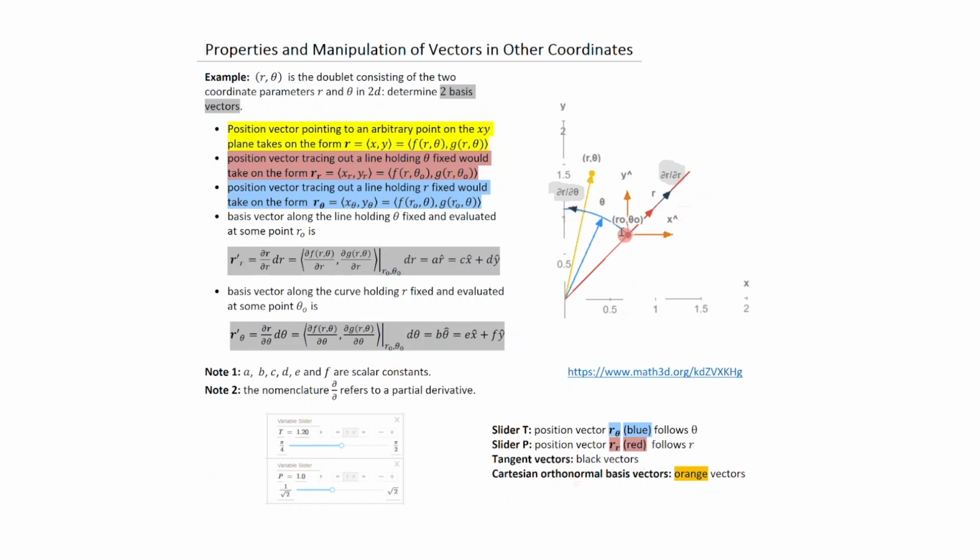This should actually be right over here, but it would basically collide with all the other stuff. And this should also be closer in, but it would collide. So these are basically the tangent vectors: black tangent to the radial line, black tangent to the circumferential line. And the Cartesian orthonormal basis vectors, the orange vectors. Okay, so that's this one here and this one here.